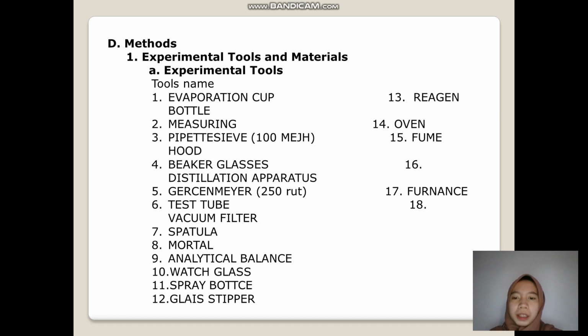Experimental tools and materials. Experimental tools: one evaporation cup, bottle, measuring pipette, test beaker glass, distillation apparatus, test tube, spatula, mortar, analytical balance, wet glass, spray bottle, glass stirrer, reagent, oven, and furnace.